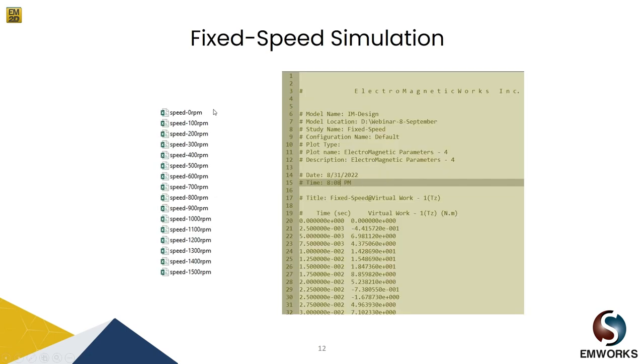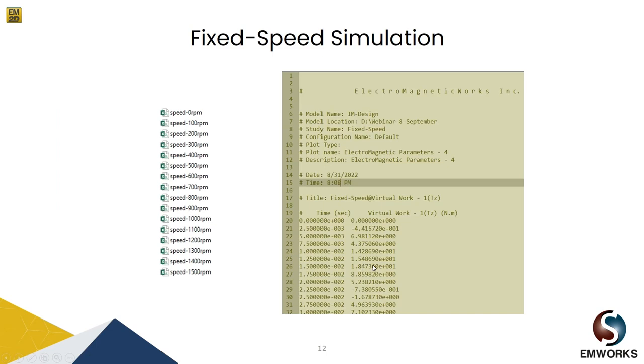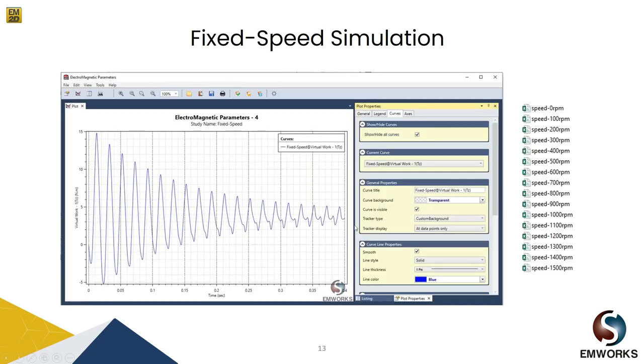So I did these simulations and I generated these results using the software, and then I used the Excel software to calculate average values, and then I calculated this torque speed curve. So here also you can see the graph for the zero speed, right? We should do simulation long enough to pass transients.